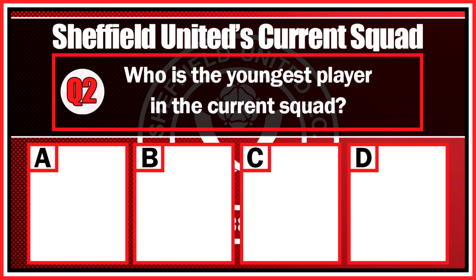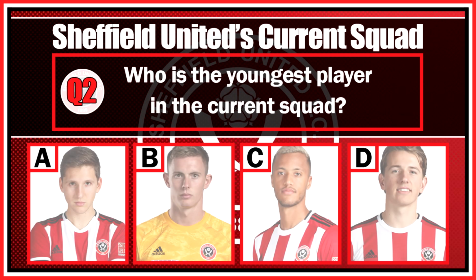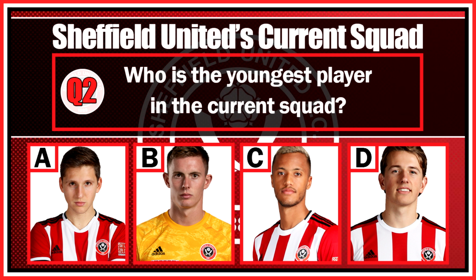Question number 2. Who is the youngest player in the current squad? Is it A, Panos Retsos? Is it B, Dean Henderson? Is it C, Richario Zivkovic? Or is it D, Sander Berge?